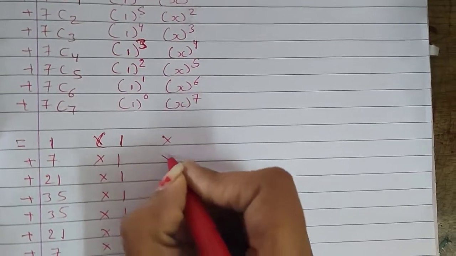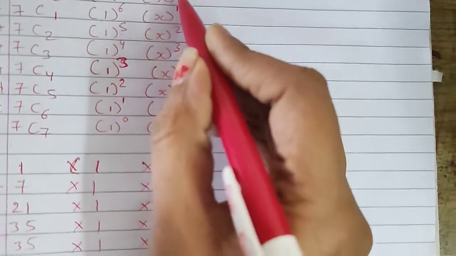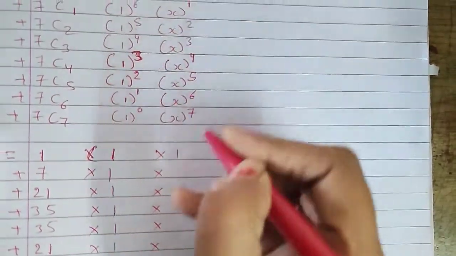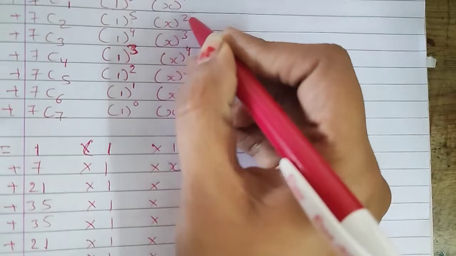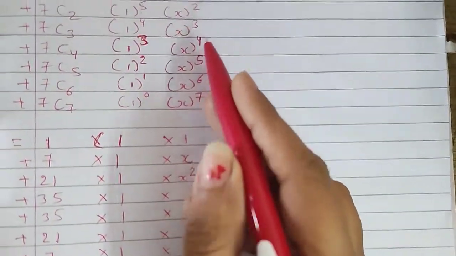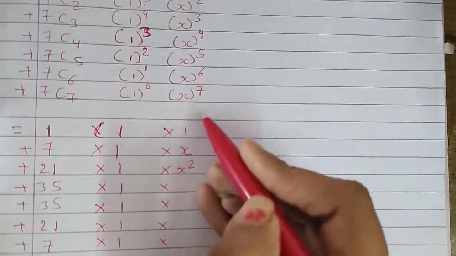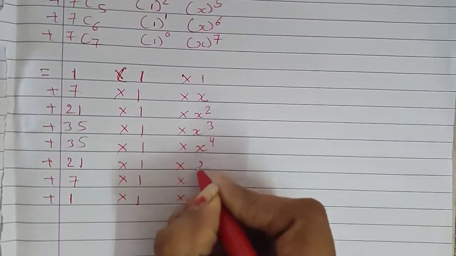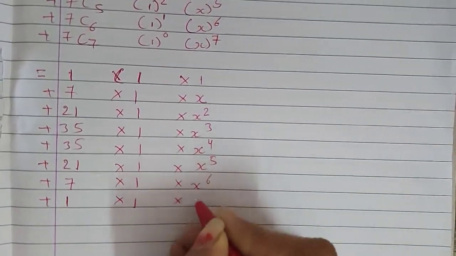And then the last part, that is x raised to 0, that is 1, x raised to 1 is x, x raised to 2 is x square, then x raised to 3, x raised to 4. The power increases by 1, so x raised to 3, x raised to 4, x raised to 5, x raised to 6 and x raised to 7.